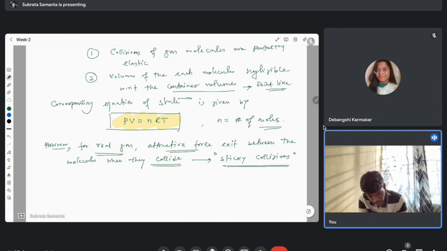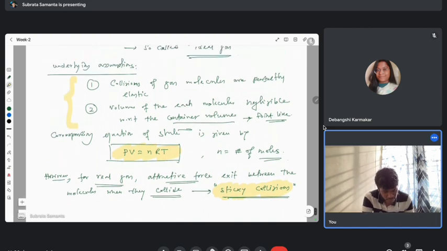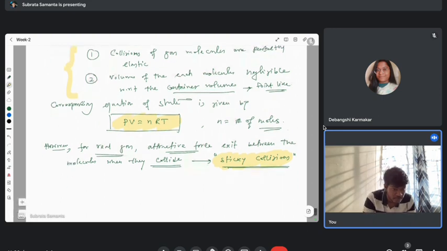For the ideal gas situation, we are considering elastic collisions. Whenever we deviate from these assumptions, we go to the real gas situation. So let's say we break the first assumption, that the collisions of gas molecules are perfectly elastic, and allow an attractive force between the molecules. This attractive force is weak. When the molecules come close together, the attractive force becomes applicable, and due to it they collide. This collision is not a perfectly elastic collision, because there are potentials involved.